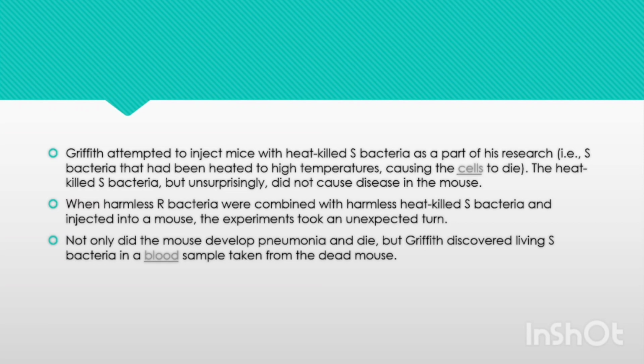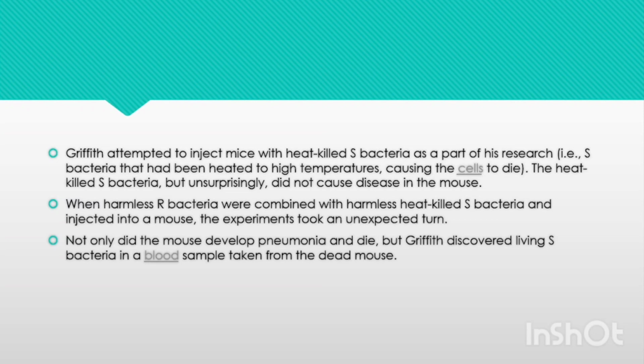But when harmless R bacteria were combined with harmless heat-killed S bacteria and injected into a mouse, the experiment took an unexpected turn. Not only did the mouse develop pneumonia and die, but Griffith discovered S bacteria in a blood sample taken from it. The mouse survived when he injected the heat-killed S bacteria. Then he combined the R bacteria strain and the S bacteria strain and injected them into the mice, where he observed an unexpected and surprising turn. The mouse developed pneumonia and died.